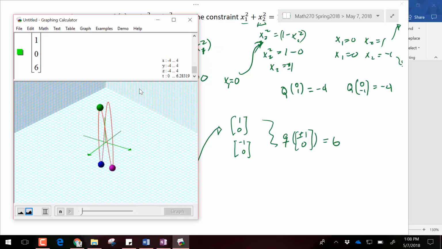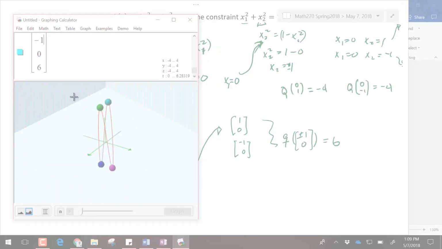So that's the optimization portion of it. The constraint portion of it is restricting ourselves to the circle. And then this is a picture of that. Okay? Well, we might as well put the other one in there. So, yeah, question?